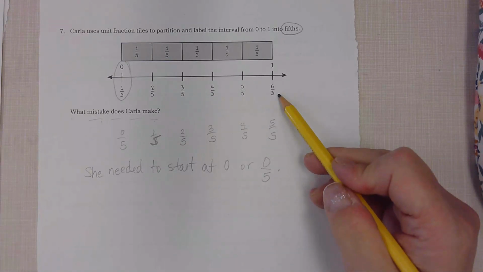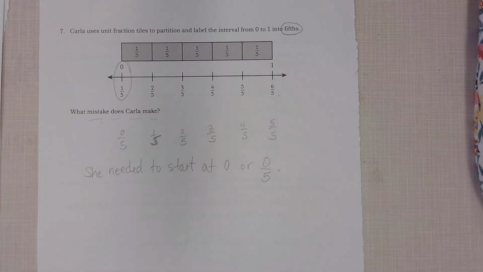Because this, my friends, would become 1 1/5, and that would be past the number 1 on the number line. So that's the mistake that she made, and it's a mistake that a lot of friends your age tend to do. So be very careful when you're labeling your fractions.